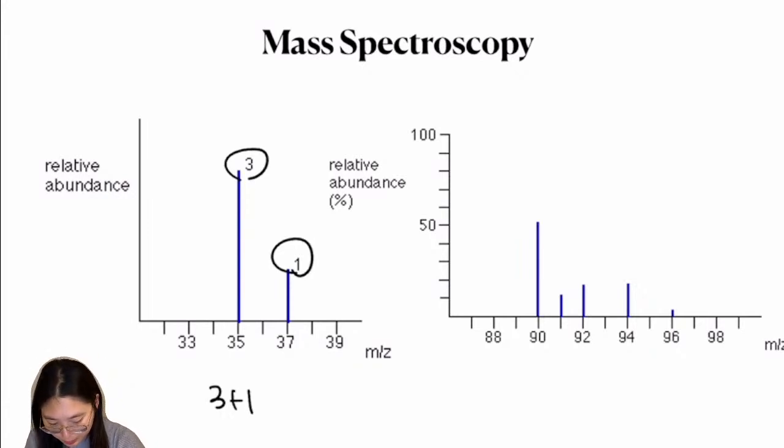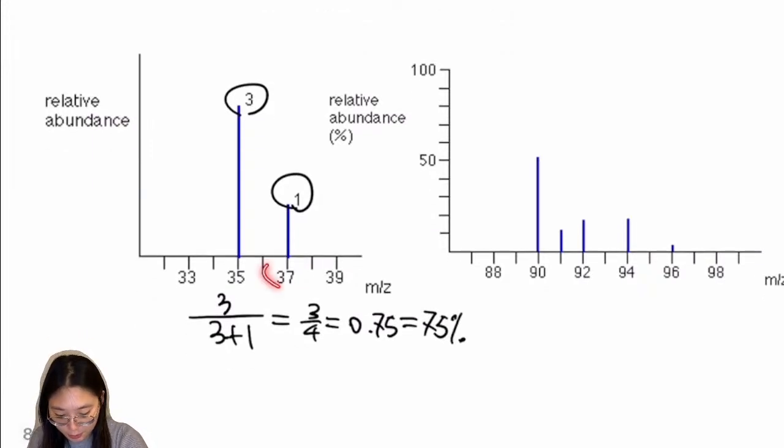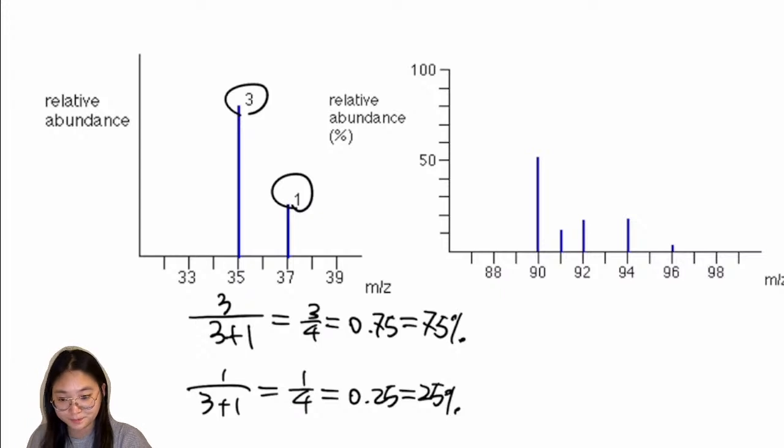So 3 plus 1 represents the total amount of these isotopes in a sample. And then the isotopes with a mass of 35 occupy 3 out of 4. So that is 3/4, or it can be simplified to 0.75, which is equal to 75%. On the other hand, the isotope with an atomic mass of 37 occupies 1 out of 4 in this sample, which is 0.25 or 25%.